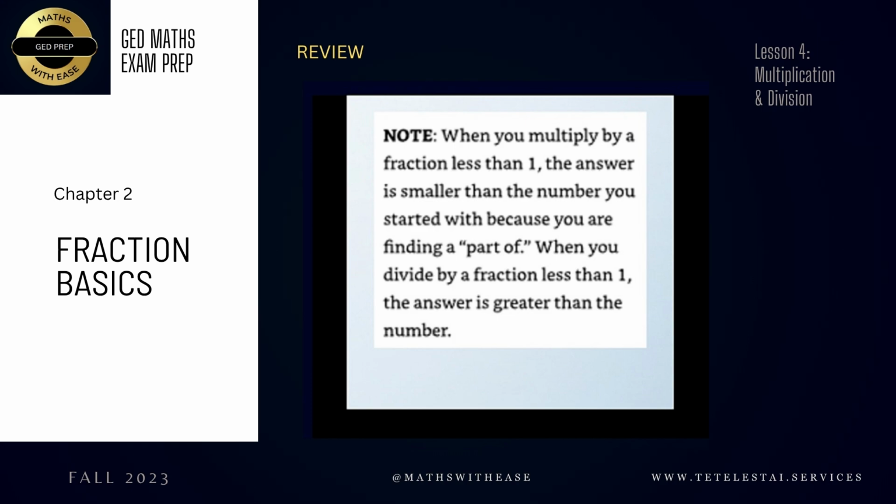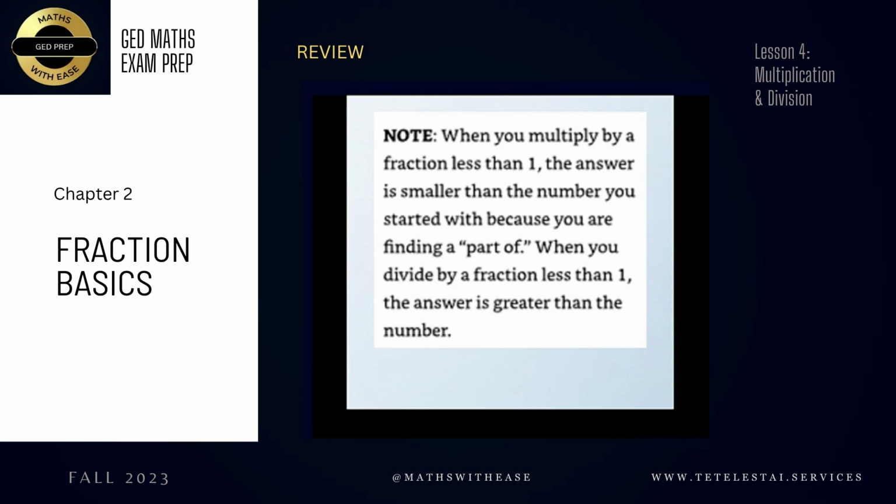And that answer is smaller than the number you started with, which is 1, because you're multiplying by a part, or you're finding a part of 1, which is your whole number. 1/2 of 1 is 0.5. The expression is saying find part of 1 by multiplying it by 1/2. And so your answer should always be smaller than your whole number, which is 1.